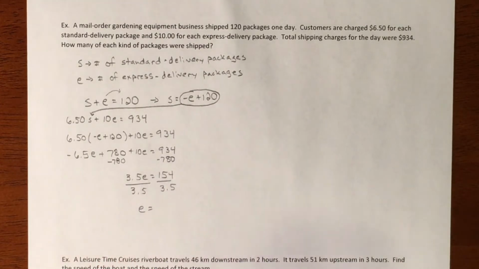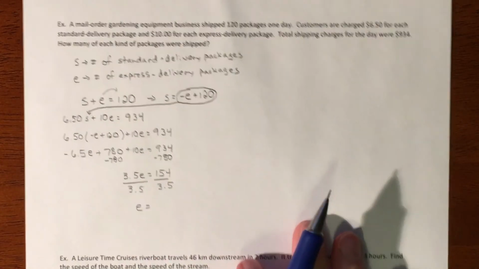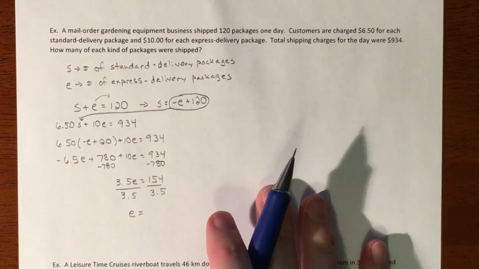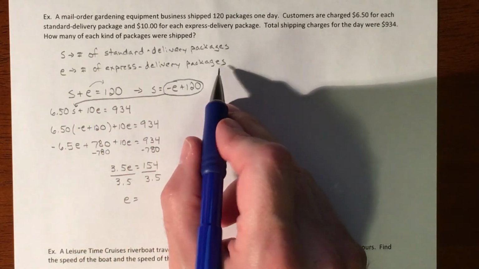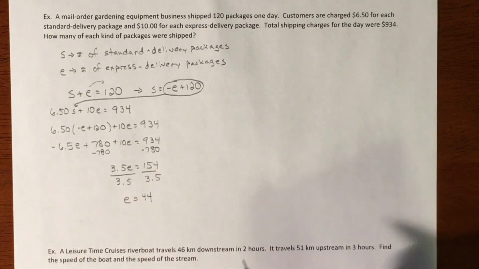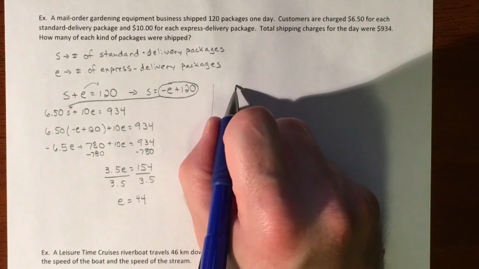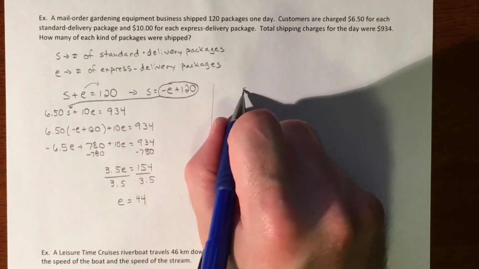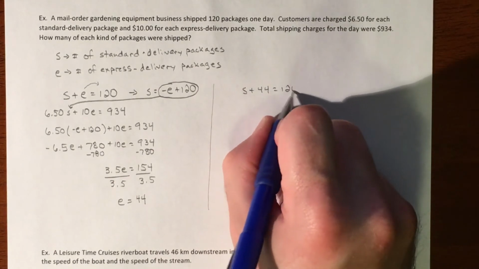All right, so now there's some logic to this. When you do this math right here, I hope this problem is set up to make sense. By that I mean you're not going to have a decimal for your number of express delivery packages. So when we divide this, we get a 44. That's a good sign. So we'll now go back up to the top, and our standard plus our express, which is 44, should make 120.